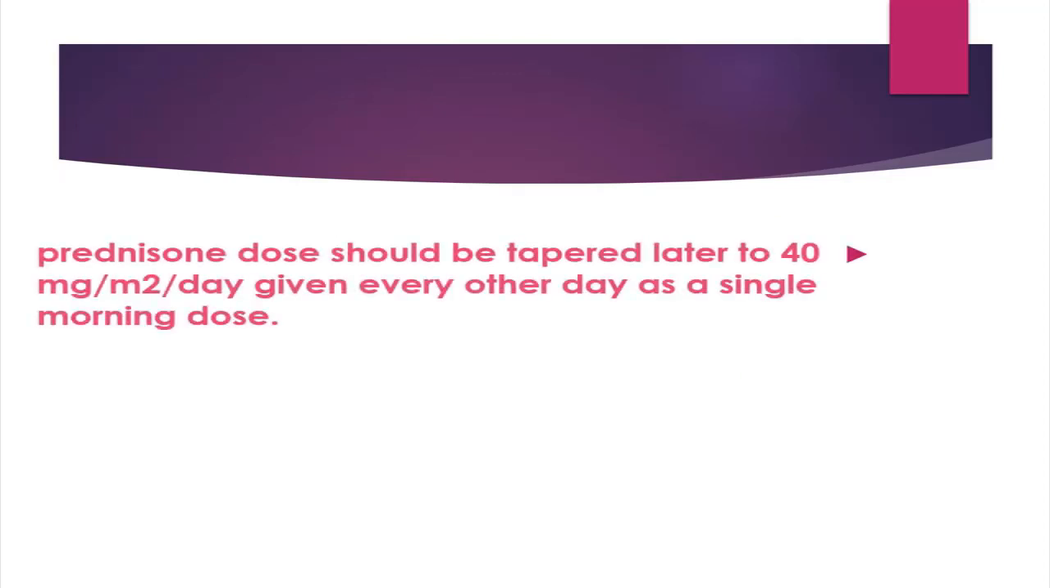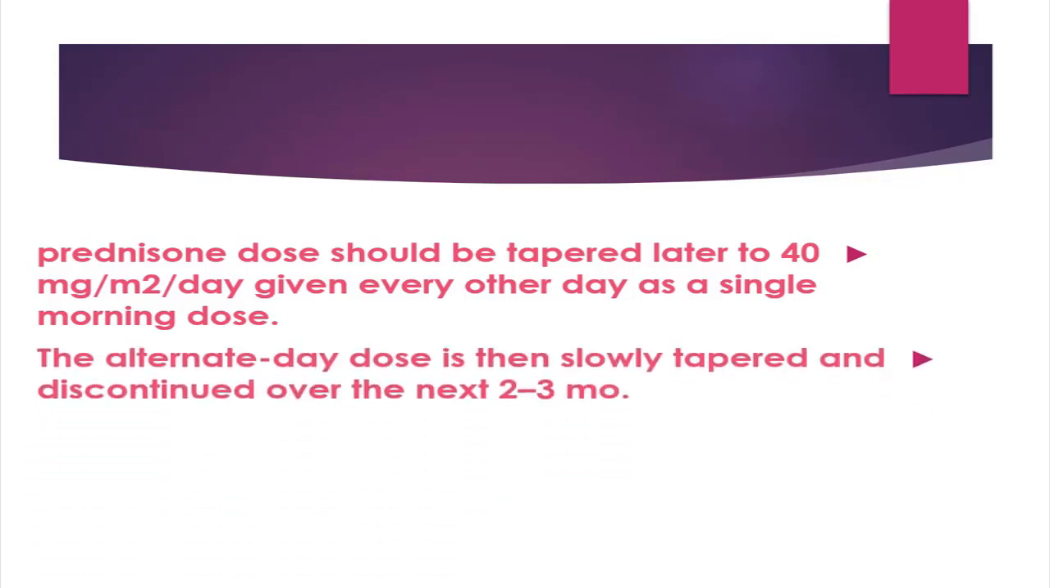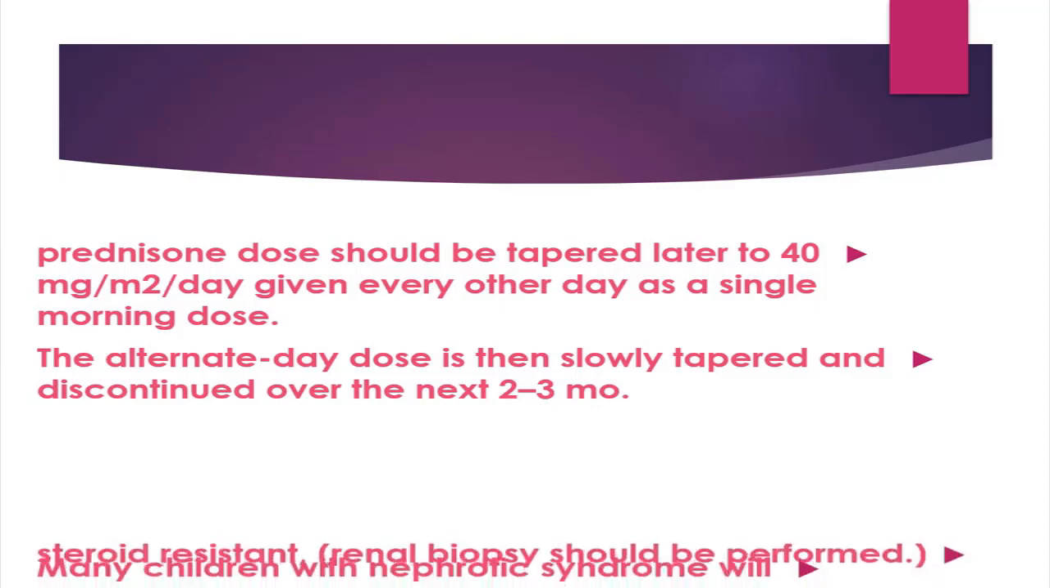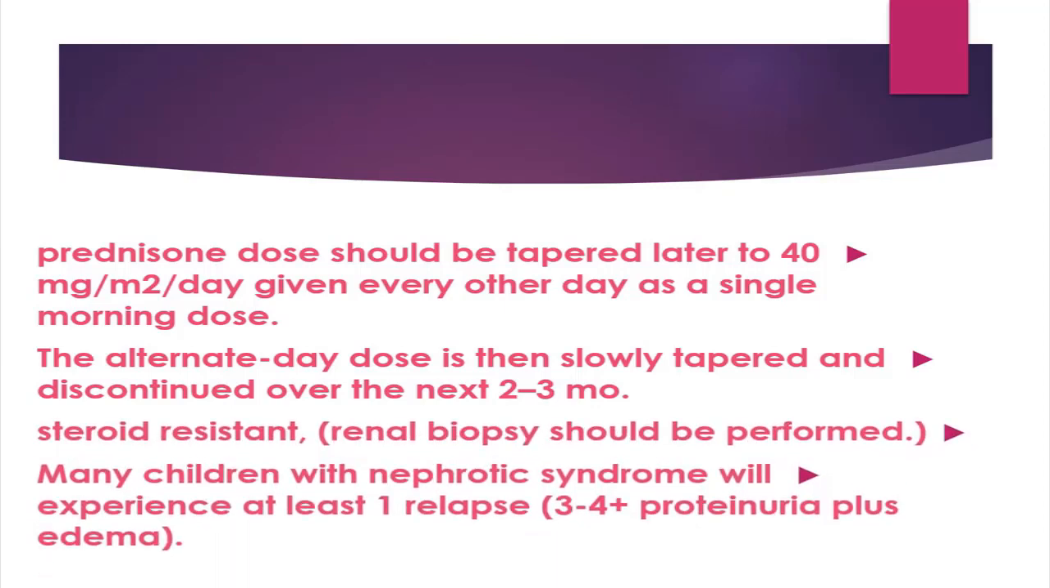Now the dose we started with, 60 mg, should then be tapered to every other day as a single morning dose, and gradually tapered later until we stop the treatment. So we should not continue giving steroid for a whole life. Alternate day steroids are slowly tapered and discontinued over 2 to 3 months.